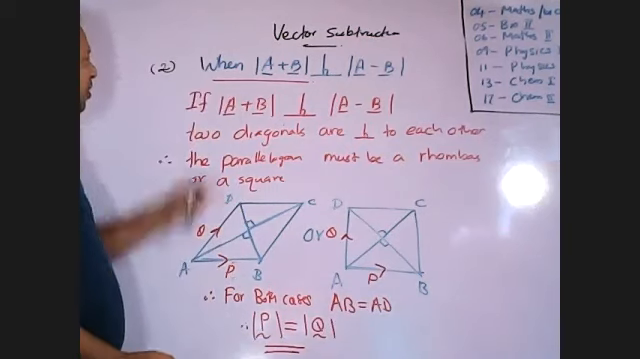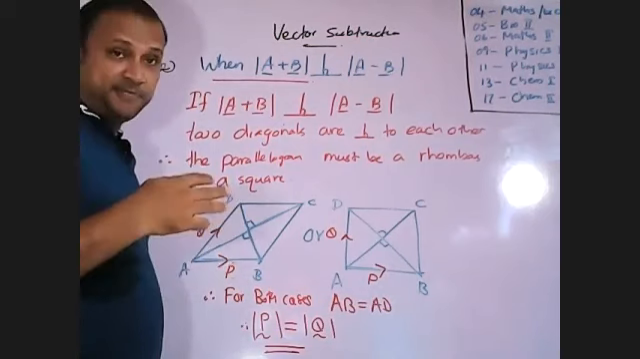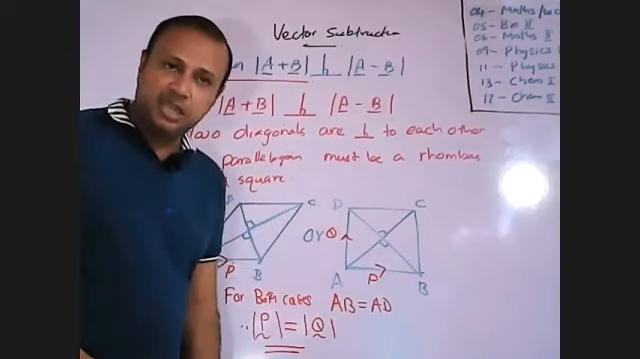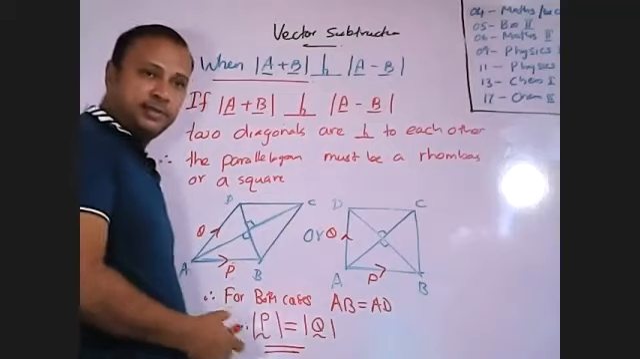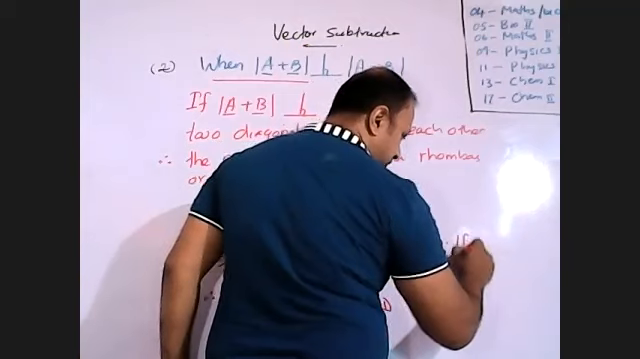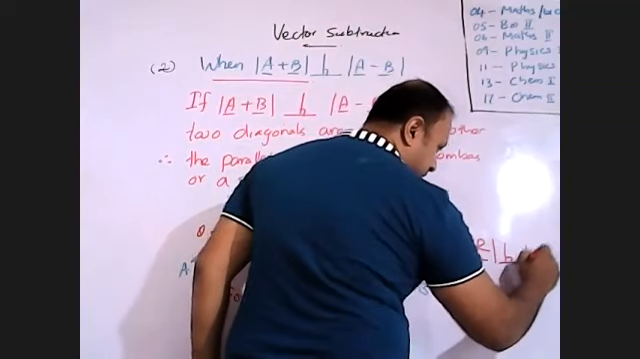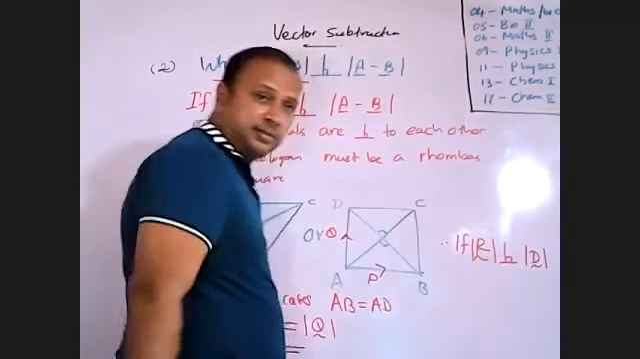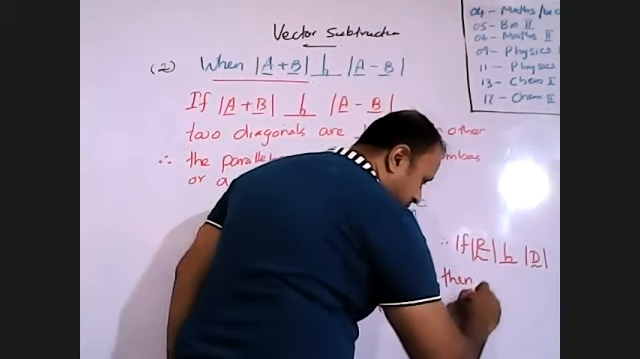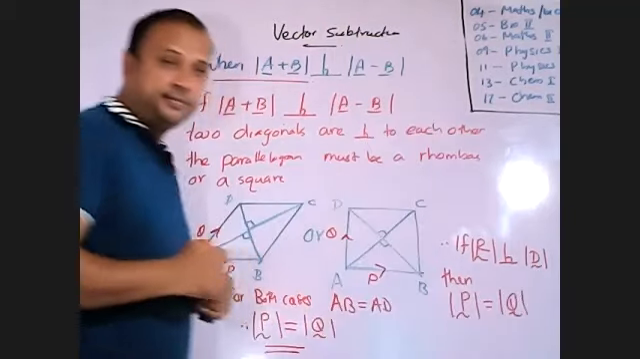So if R and D are perpendicular to each other, definitely the vectors should be equal to each other. I can write this here. Therefore, if R vector is perpendicular to D vector, then the magnitude of P vector should be equal to magnitude of Q vector. Okay.